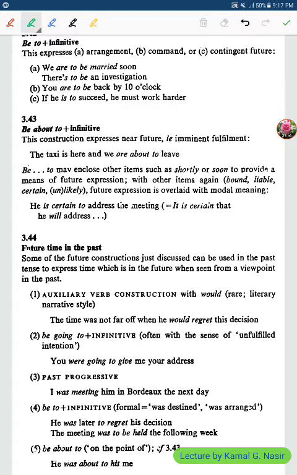Put this in your minds that the present simple can give the meaning of the future, not only the meaning of the present.